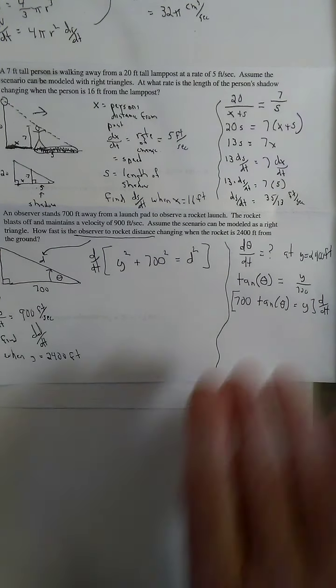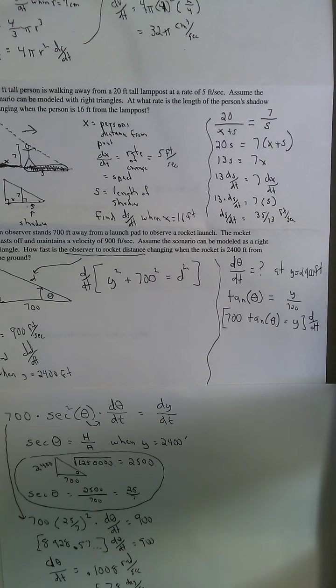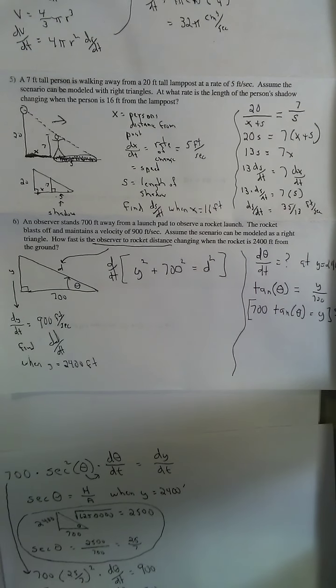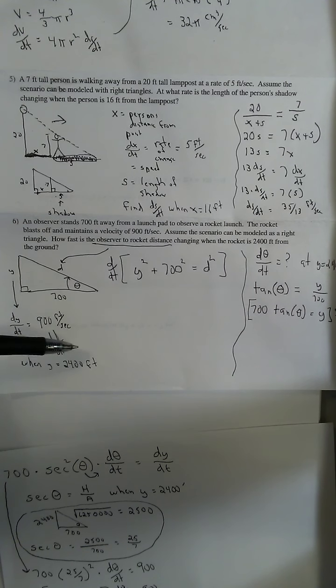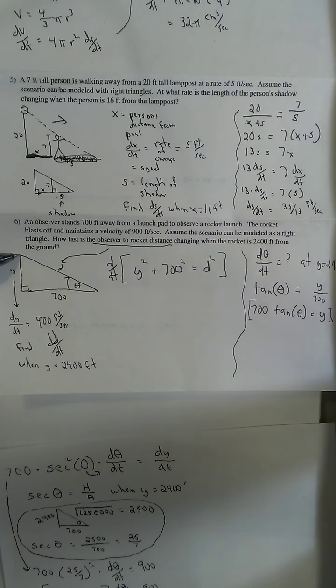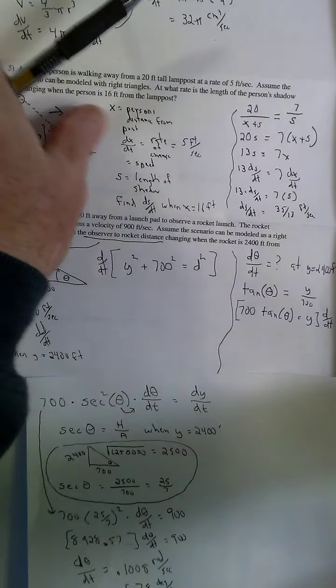Where's the other half of it? We just had it. There we go. So here is the part that involves the Pythagorean theorem to find the rate of change of the distance from the observer to the rocket in air. And then this guy here goes along with this.